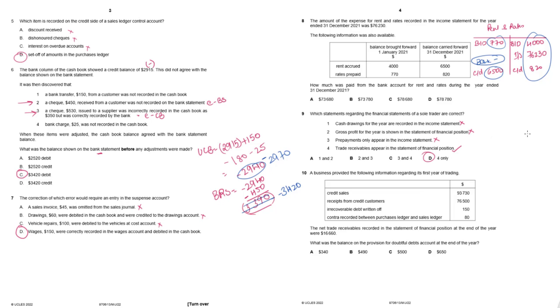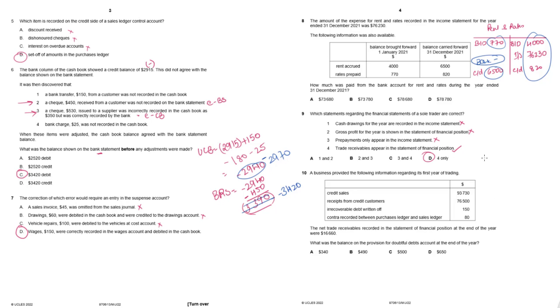Simple question. 10. A business provided the following information regarding its first year of trading: credit sales, receipts from customers, irrecoverable debts, and contra, which is a set-off entry. The net trade receivables recorded in the statement of financial position at the end of the year were 16,660. What was the balance on the provision for doubtful debts account at the end of the year?